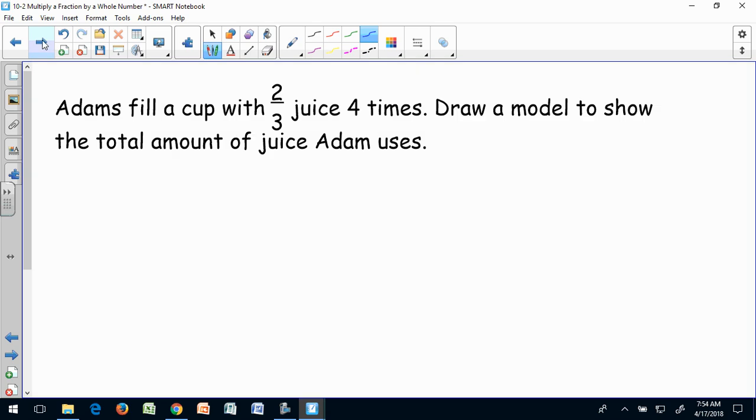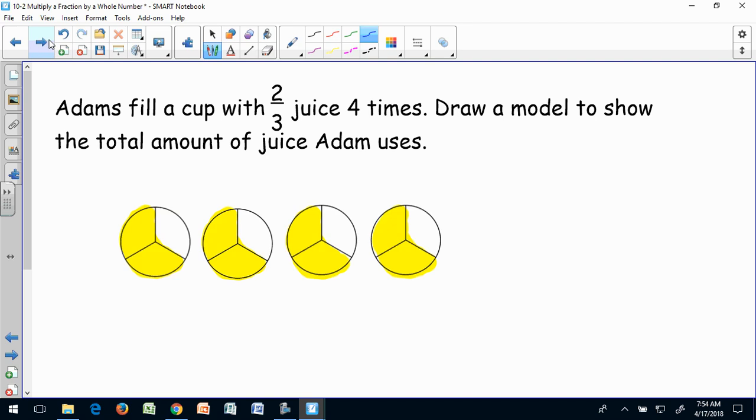Why don't you try this one on your own? Adam fills a cup with 2/3 juice 4 times. Draw a model to show the total amount of juice Adam uses. Pause the video and do that now. Your model should look like this. Four images broken into thirds and 2/3 colored in each one.